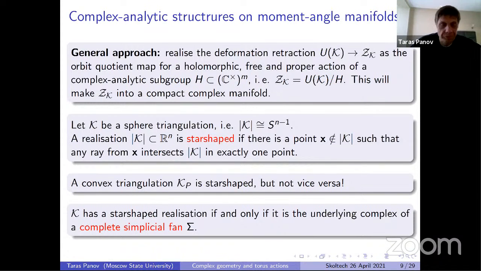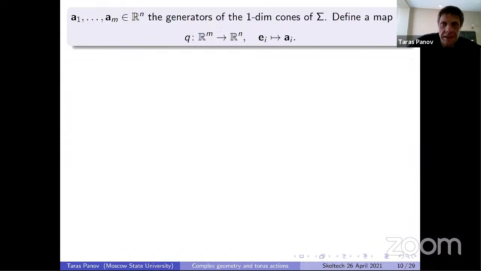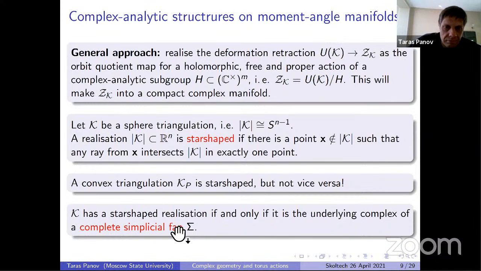All right, so now let's realize this plan. I haven't actually defined this deformation retraction, but let's now define it in a geometric way as a quotient by an action of a complex analytic subgroup. So assume that you have the situation where your K is an underlying complex of a complete simplicial fan. Note that I never mentioned rationality here. The rationality condition is not part of the construction.